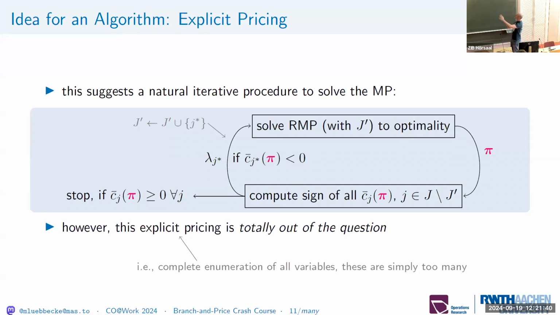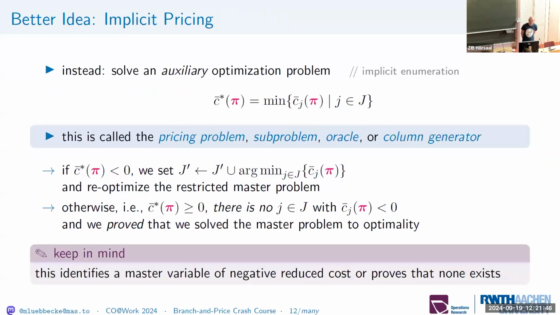The problem is this: compute the sign of all the variables, because these are billions of variables. We cannot compute the sign of all the variables. This is the second rule that we optimizers never break.